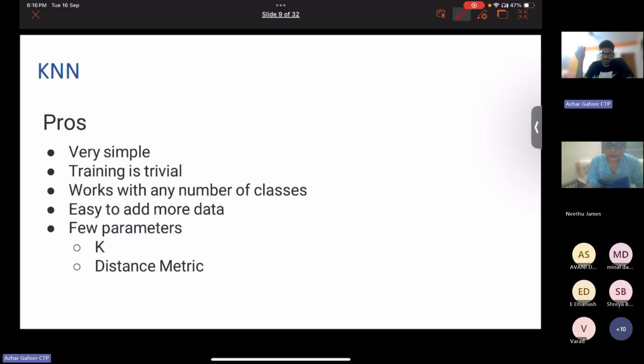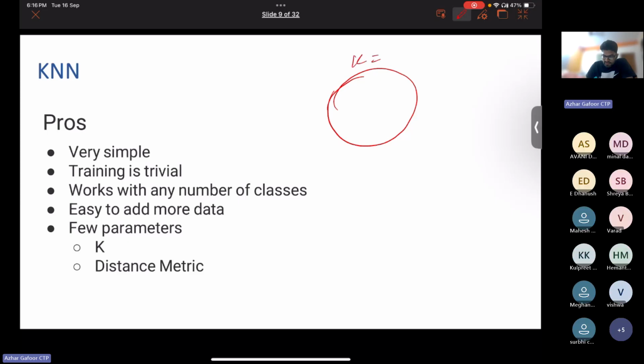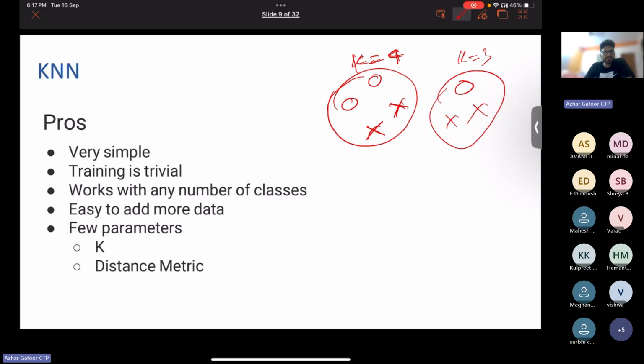and it also works with any number of classes. So even if we have 10 or 15 classes, there can be chances of a clash, like whenever we take k equal to, let's say, 4, then we might end up with 2 circles and 2 crosses. So mostly the k is chosen to be an odd number so that this issue is mostly avoided. So whenever k is equal to 3, we will be choosing only 3 nearest neighbors so that in most of the cases we will end up with one majority class.